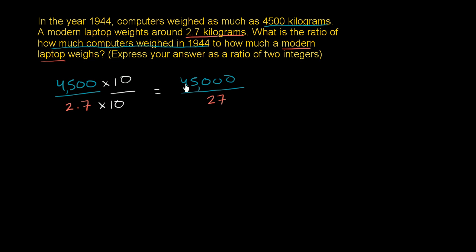Just looking at this, it looks like 45,000 is divisible by 45, which is divisible by 9, and 27 is also divisible by 9. So why don't we divide the numerator and the denominator both by 9? 45 divided by 9 is 5, so 45,000 divided by 9 is 5,000. So we're going to get 5,000 over 27 divided by 9, which is 3. And I think we have now simplified this about as much as we can.